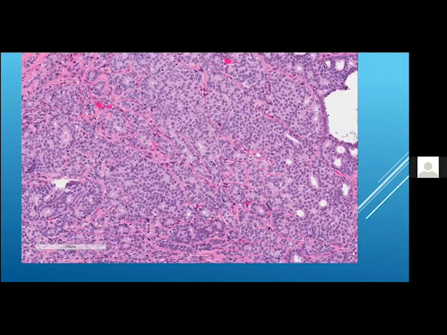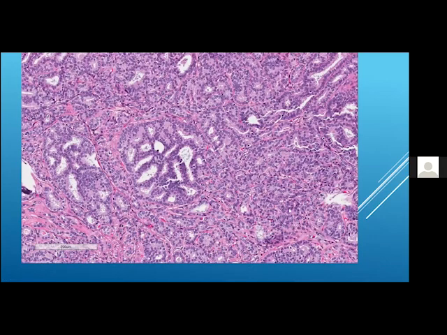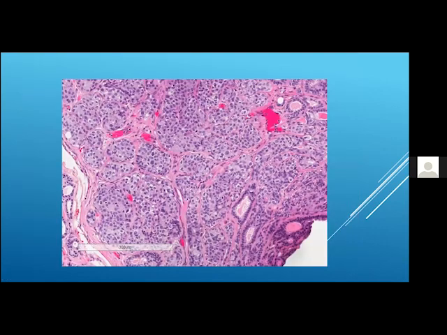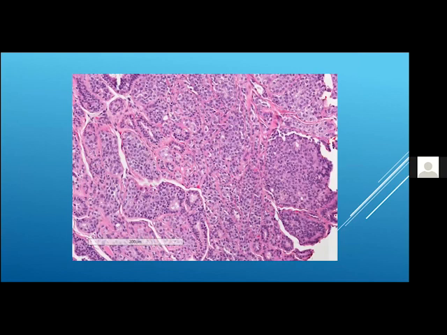This is the high power view of this monomorphous population of cells, and then some background of those which are really replacing most of the acini that used to be there, and some cribriforming in some areas. Again, some more of this, where you can see a background of adenosis which is replaced by those cells.